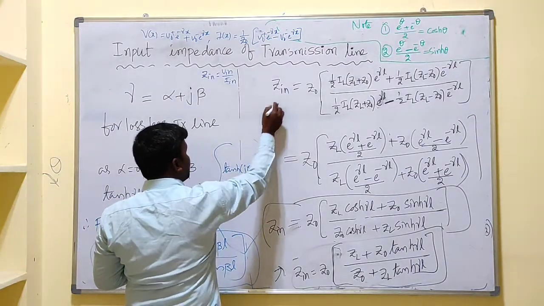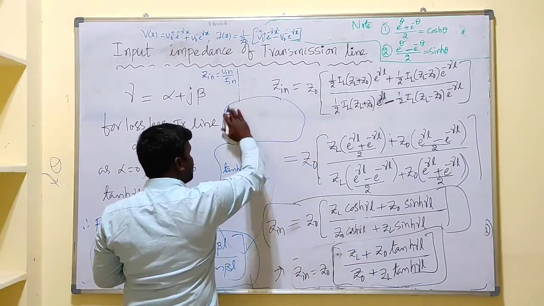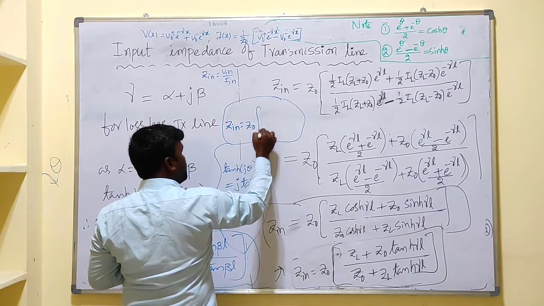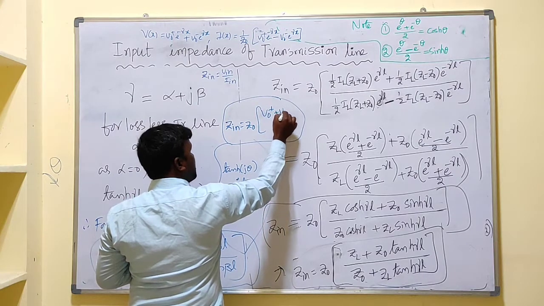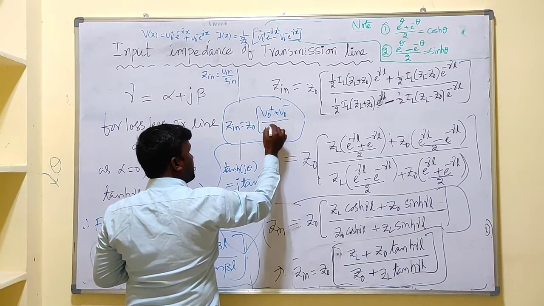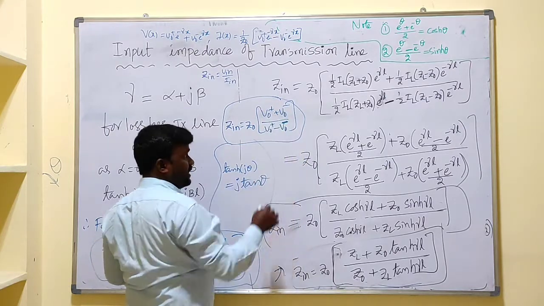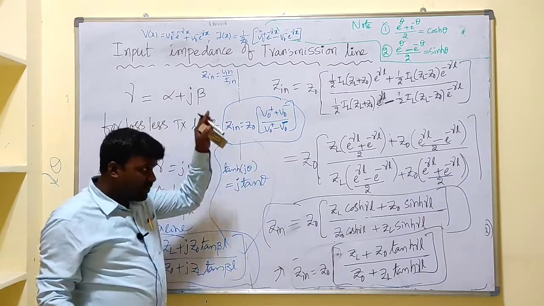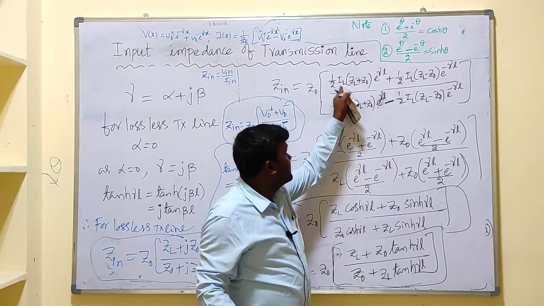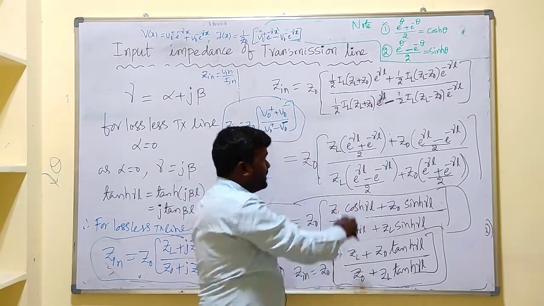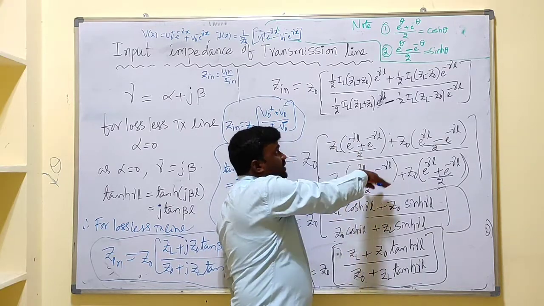That is, we had taken that one as equation 3, that is Zin equal to what? Z0 into (V0+ plus V0-) by (V0+ minus V0-). If you substitute that V0+ and V0- in this one and simplify, we will get like this, that is 1 by 2 IL (ZL plus Z0). And after simplification we will get this form, and convert this one into hyperbolic form.